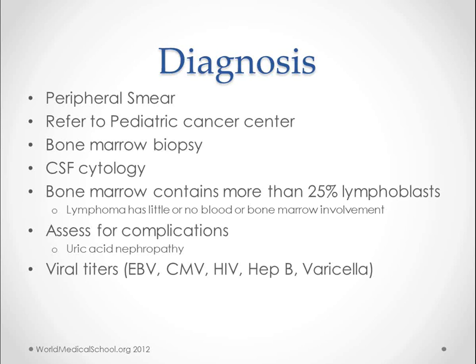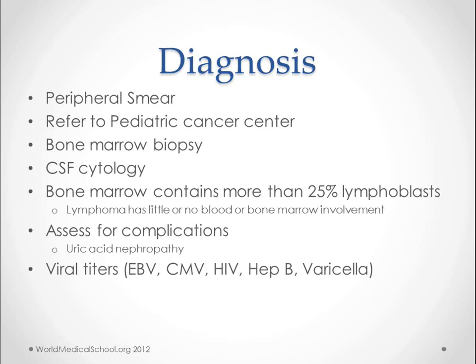If CNS involvement is suspected, then you do CSF cytology. And if the bone marrow contains more than 25% lymphoblasts, then we call it a lymphoblastic leukemia. But lymphoma is essentially the same thing. I mean, there we have proliferation of lymphocytes, but they are just in a ball somewhere, and they're not going to be as involved in the blood or in the bone marrow. But it's basically the same disease, and we'll talk about that in a second.